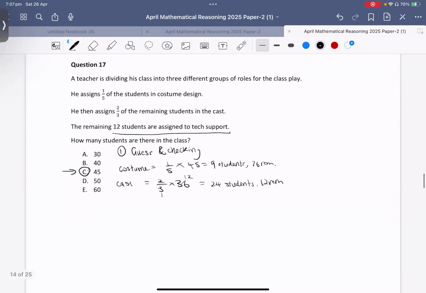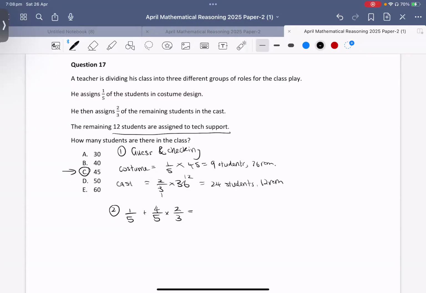Okay. The second way you can think about it is to really do this one with fractions. So we know at the beginning he assigns 1/5 to costume design. If 1/5 have been assigned to costume design, we know that there are 4/5 remaining, right? And he assigns 2/3 of those 4/5 remaining students to the cast. And then we know that he adds the remaining students to tech support to get a whole, right? You can think about it like that, or we can just work out what's going on here first, all right?